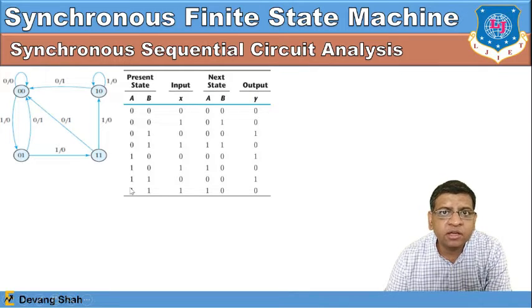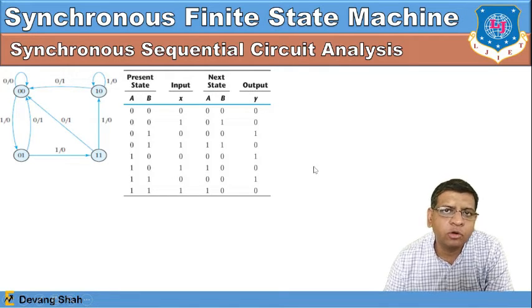We discuss here state number 7, 1 1, that goes to 0 0. So that's 1 1 that goes to 0 0 when input is 0 and output is 1. So input is 0 and here output is 1, right? Same way, 1 1 goes to the next state 1 0. Input is 1 and output is 0, right? So this output is 0.